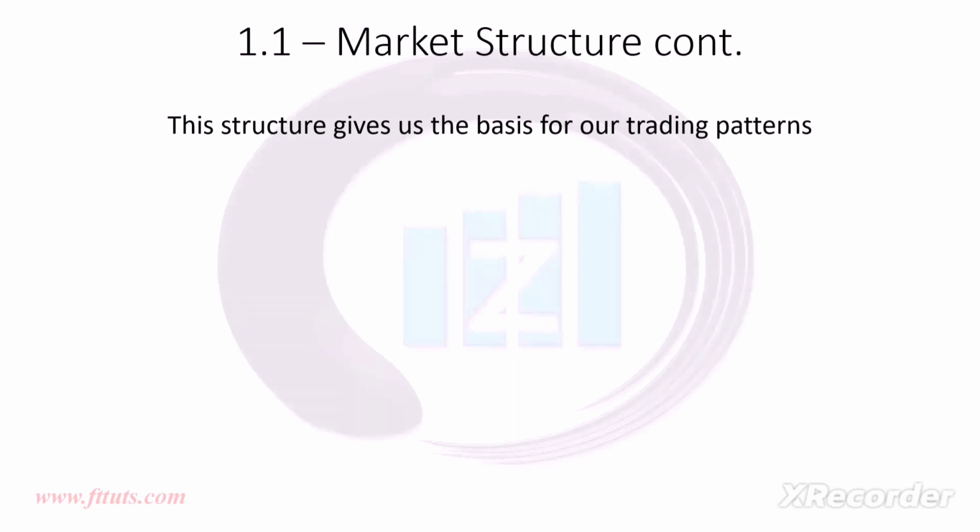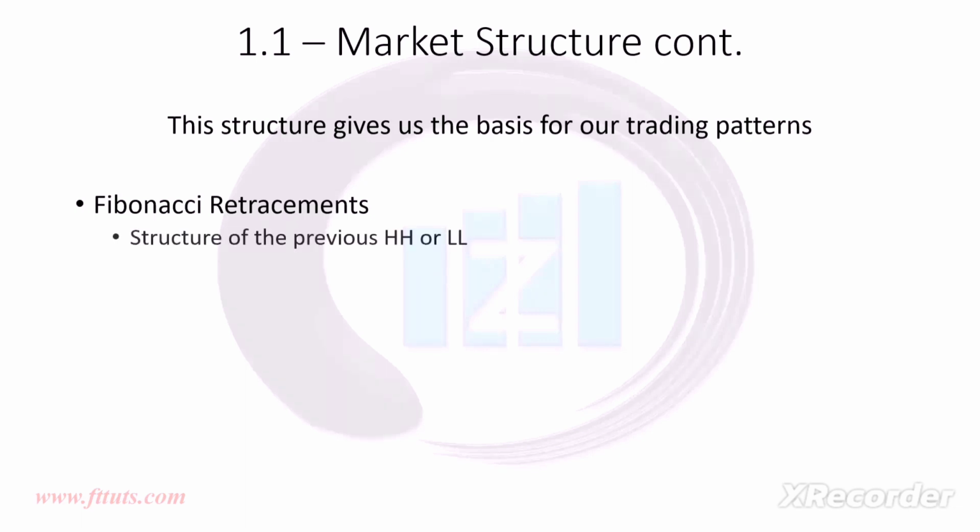Okay, so structure gives us the basis for our most popular trading patterns, right? Structure, like I mentioned in the past, is one of the reasons that we use Fibonacci retracements as our levels to look for price to reverse at. As we saw in that previous example, the structure of the previous higher high or lower low forms the levels that we look for those 50 and 61.8% retracements to get rejected off of. And that's why our Fibonacci levels work so well.